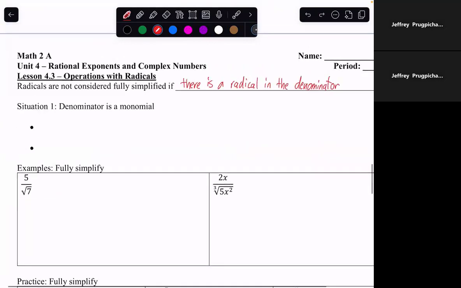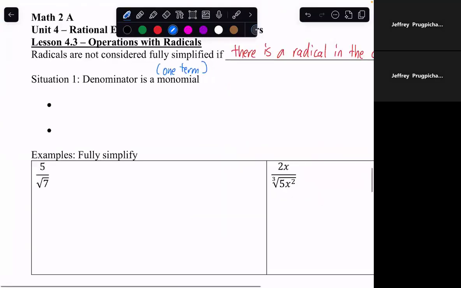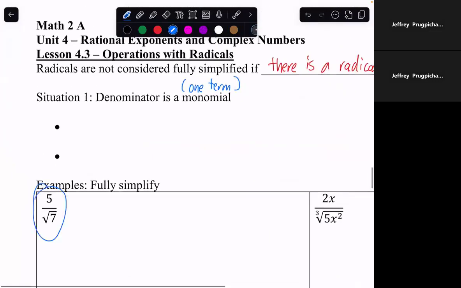Okay, so we're going to split this into 2 situations. So the first situation is the denominator is a monomial, right? So that's a term we introduced way back in Unit 1. Remember, monomial means one term. Okay, so with a monomial, the denominator has no adding or subtracting. It's all a single term. Okay, so the way that we can rewrite this without a radical in the denominator.